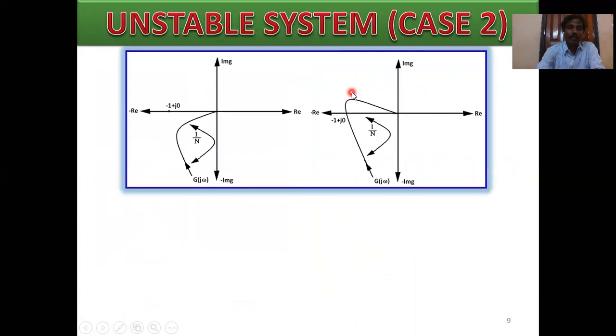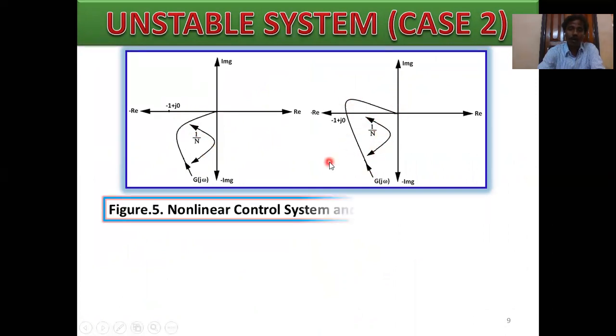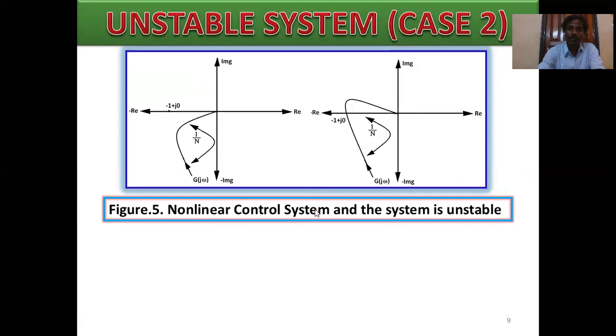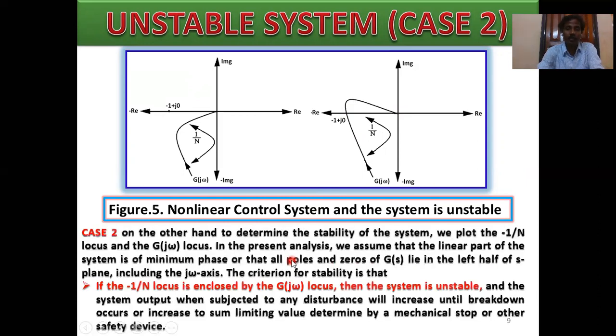And case number 2, unstable system. This is the unstable configuration. This is the z omega locus, and this is the minus 1 by N locus. This is also the minus 1 by N locus, and this is the z omega locus. Nonlinear control systems, and the system is unstable. For what condition will this be unstable? This is case number 2.